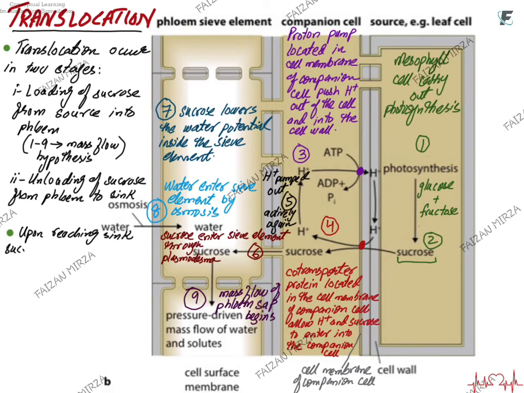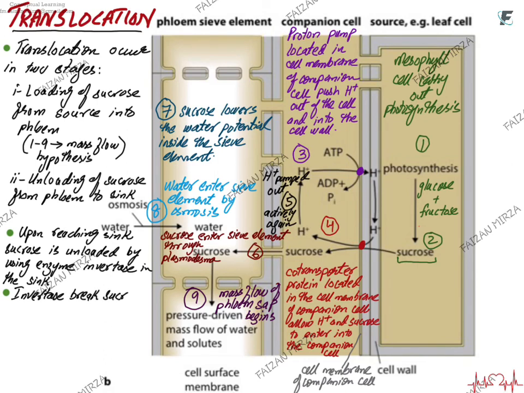Now, once the sucrose reaches the sink, what happens in the sink? In the sink, unloading occurs. For unloading to occur, the sink must use an enzyme to break sucrose back into the monosaccharides, because sucrose is a disaccharide. It must be broken by the enzyme invertase, which is exactly similar to sucrase. So invertase breaks sucrose into its monosaccharide components or monomers, glucose and fructose. So sucrose breaks into glucose and fructose, and once broken, it moves into the sink.